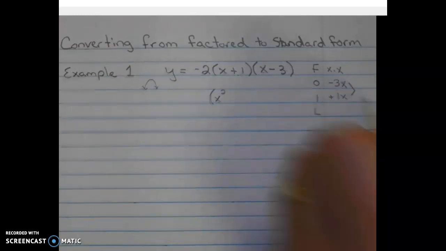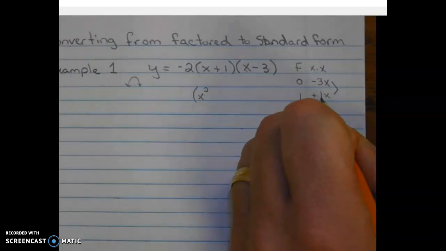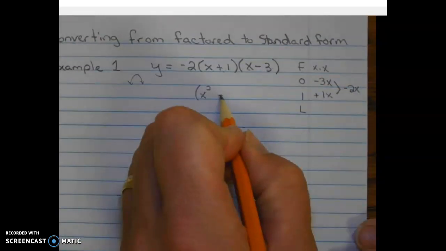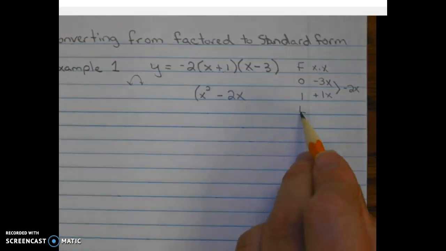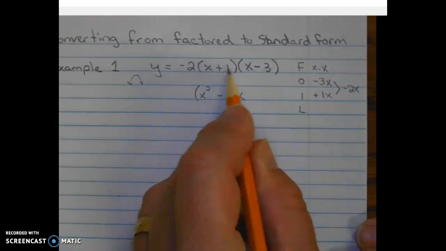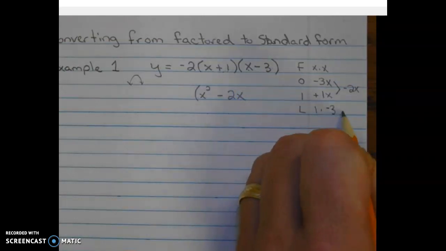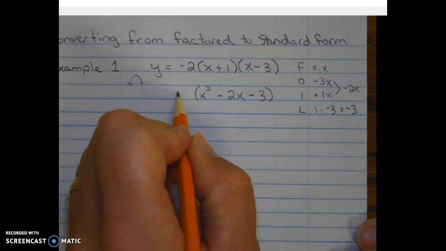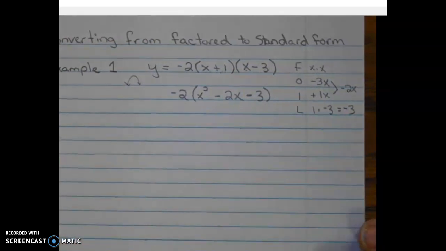So since these are like terms, we can combine those two, and -3x plus 1x is -2x. Now for the last two terms. So multiplying the last two terms together, we have 1 times -3, and that's going to give us -3. So I highly recommend doing that first.